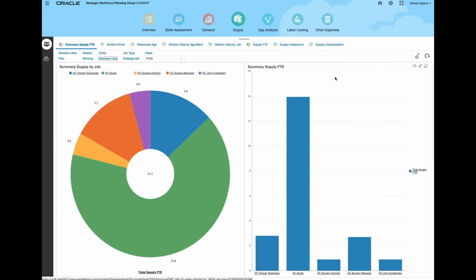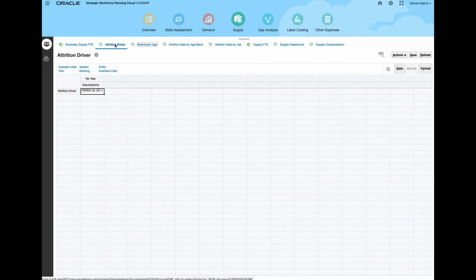So what I'm seeing is what my current staffing level is for the individual jobs, so my clinical technicians, my nurses, my nursing managers, my coordinators, etc. And I can see what my current supply is. This is information which has probably come from my HR system, although I could have imported it from another place. And what I'm examining in this case is looking at attrition drivers that are job-based. We looked on a previous video at age-based attrition drivers, and I can combine the two, but for the purposes of simplicity, I'm looking at job-based attrition in this case.